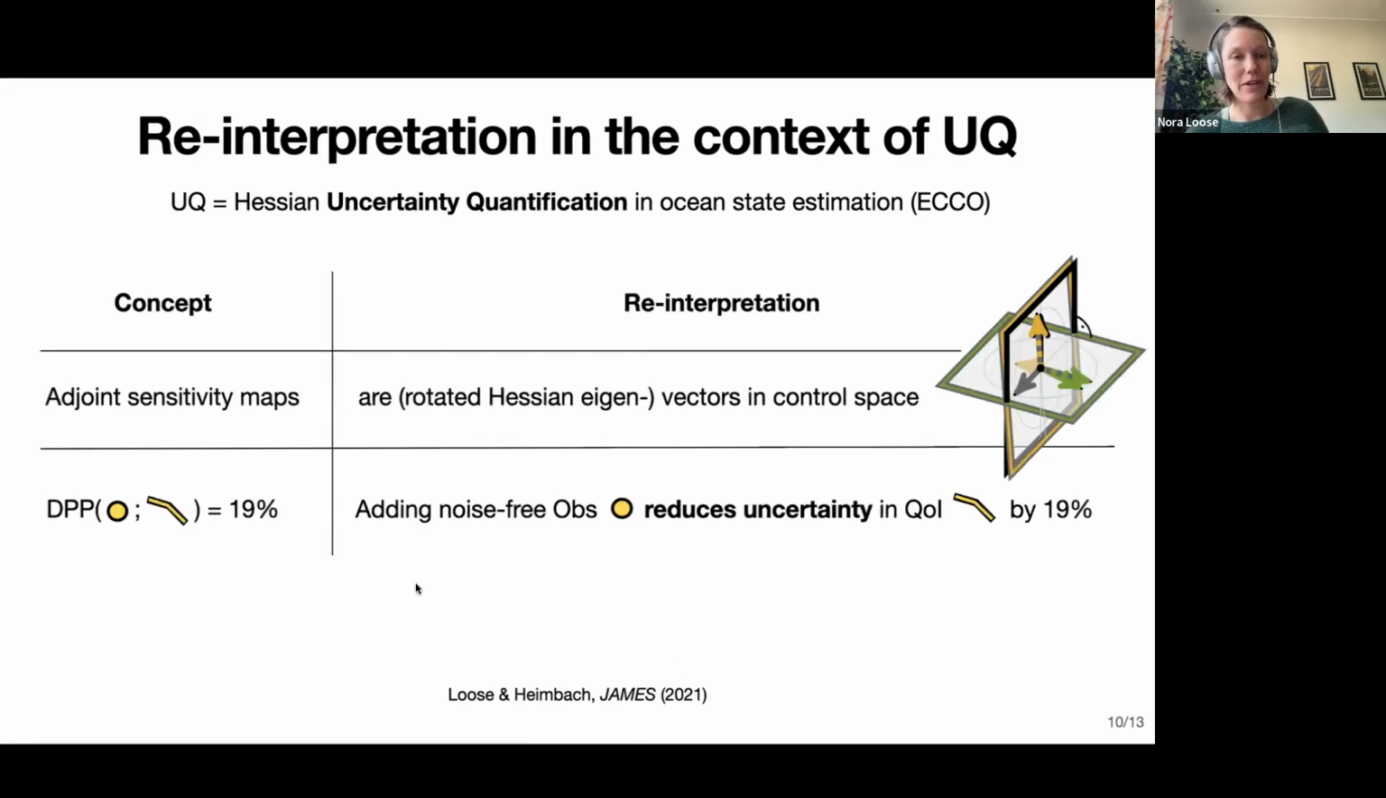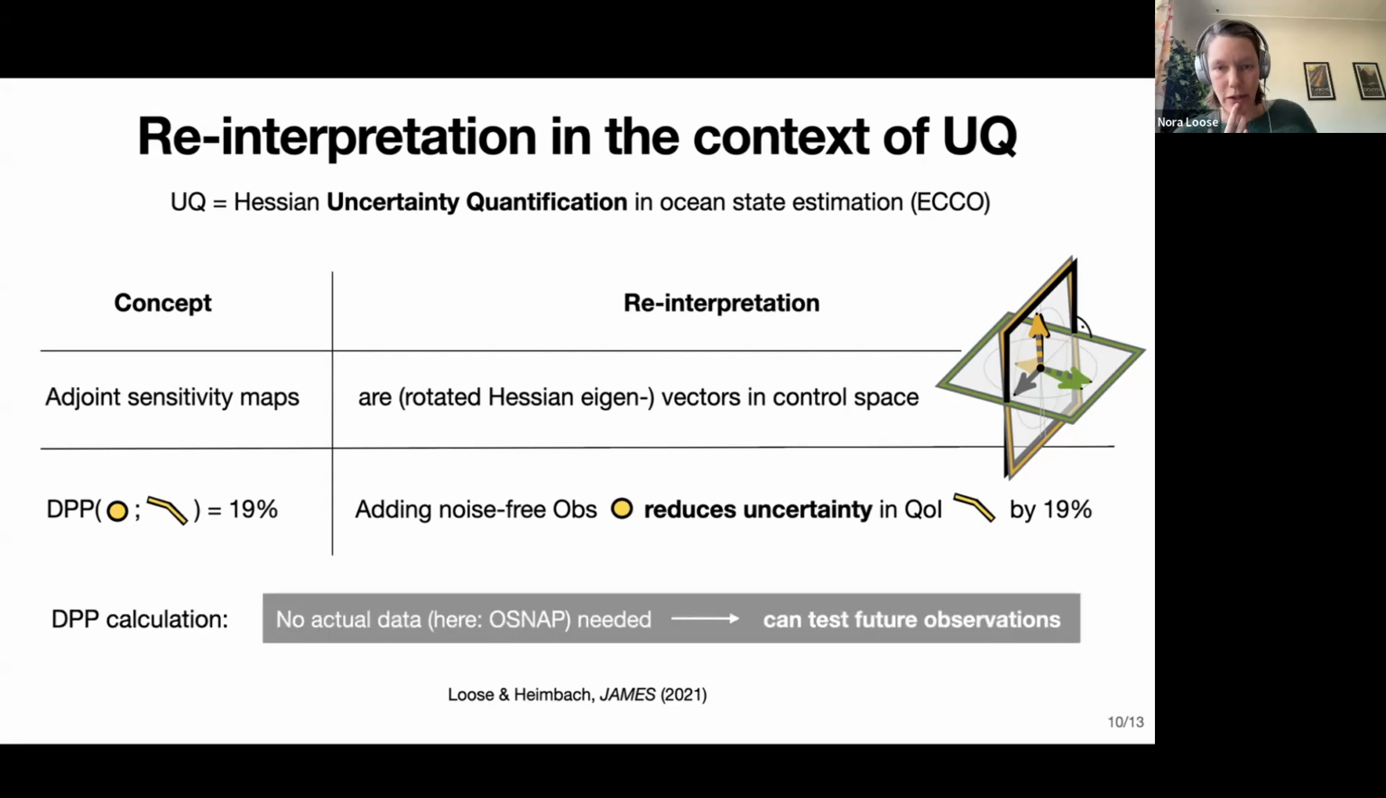So first, in the UQ framework, adjoint sensitivity maps are something like rotated Hessian eigenvectors in a mathematical vector space, the control space. And then the DBP being 19% can be reinterpreted as follows. It means that adding our OSNAP observation without noise to the ocean state estimate will reduce the uncertainty in our quantity of interest by 19%.